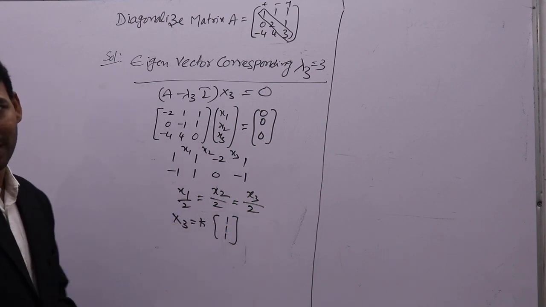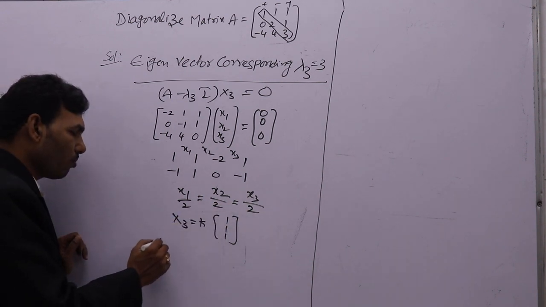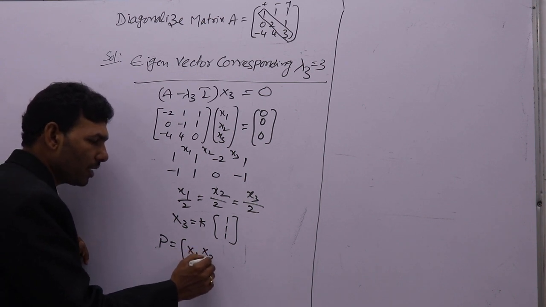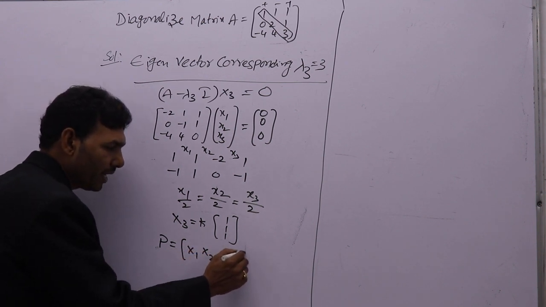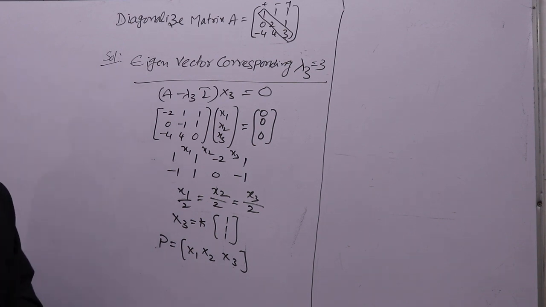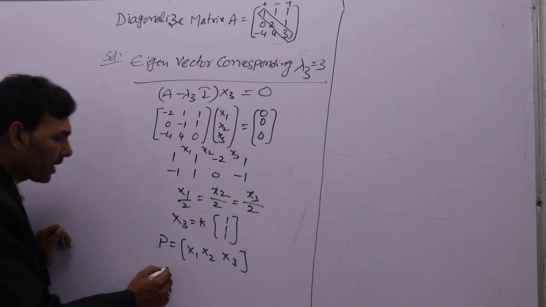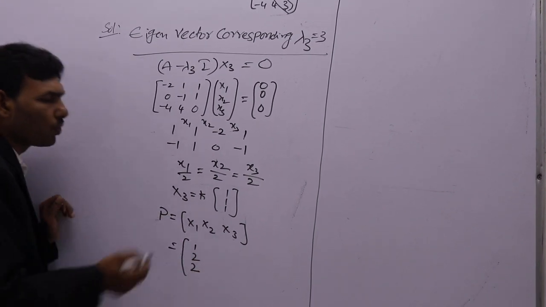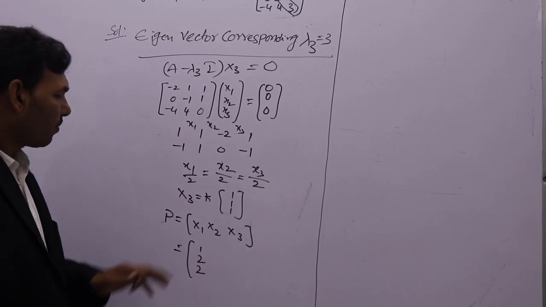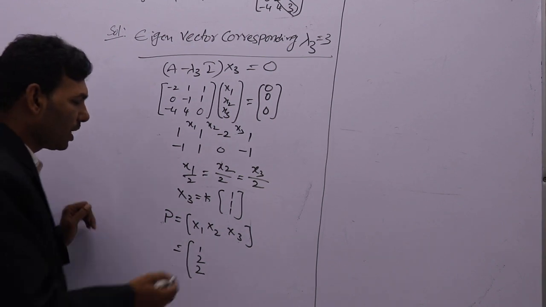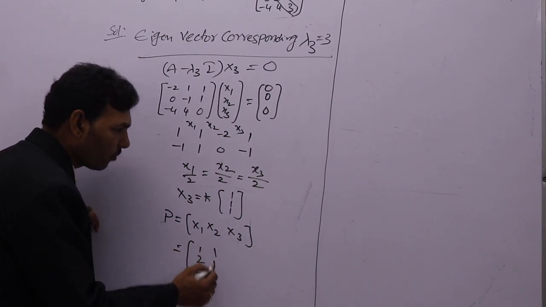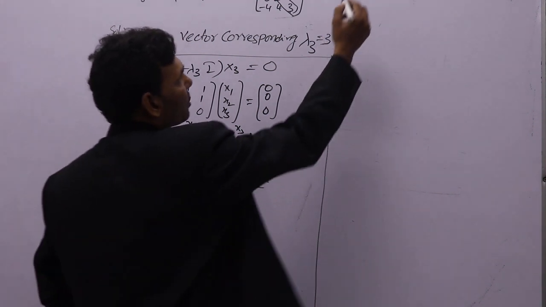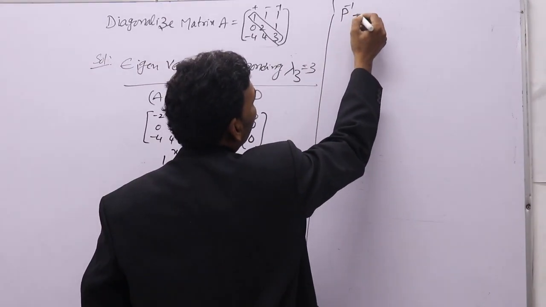Now we need to write the model matrix P. P is x1, x2, x3. We need to write the 3 eigenvectors as columns. So the first eigenvector we all know, just now we calculated: 1, 2, 2. Second eigenvector 1, 1, 0. Third eigenvector three ones.